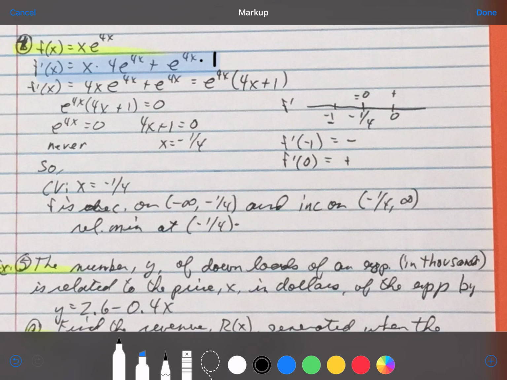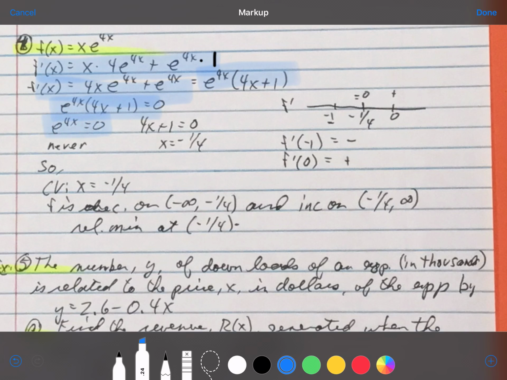So I said, okay, that gives me 4x e to the 4x plus e to the 4x. And then I'm going to set that equal to 0, which, putting it in factored form is going to be helpful there. So factor out the e to the 4x, leaves me with 4x plus 1. Setting that equal to 0.